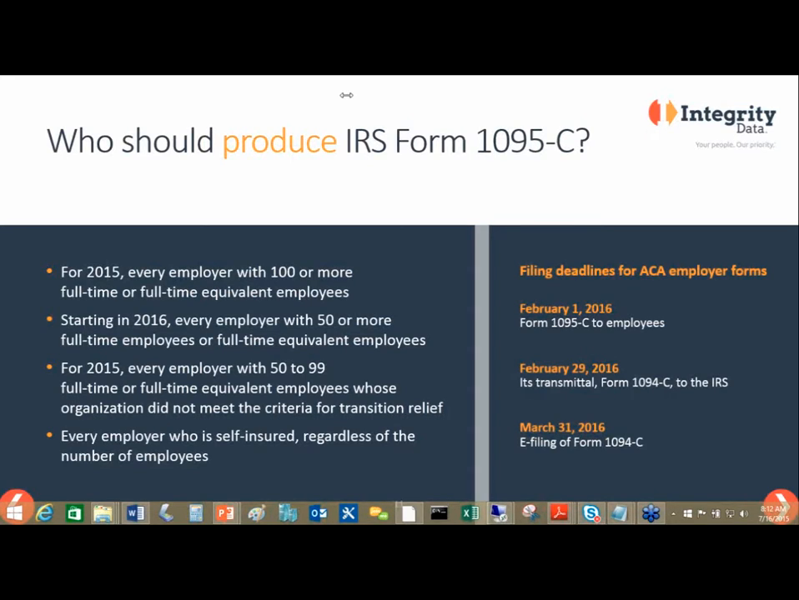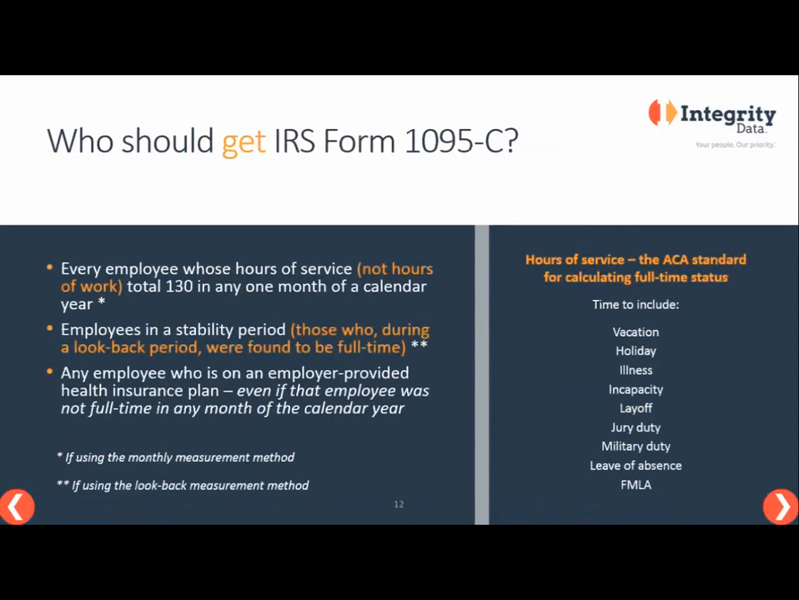And another one that is even a little bit out there is every employer who is self-insured, regardless of the number of employees. So if you have an employer that has 10 people and they are self-insured, they must produce a 1095C. You see here on the right, it mirrors the W-2 submission criteria. The reason why it's February the 1st is January 31st is a Sunday. But unlike a W-2, not everybody gets an IRS Form 1095C. Only eligible employees get that form.